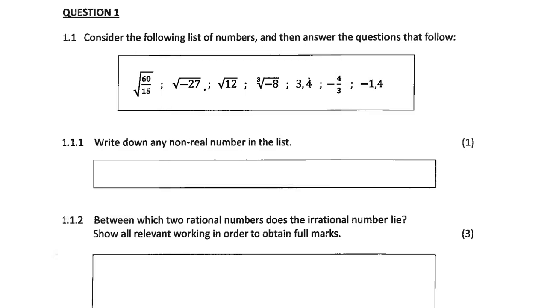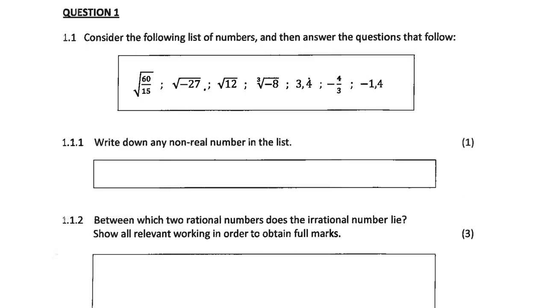So without any waste of time, the first question says: consider the following list of numbers and then answer the questions that follow. So we have all these different numbers inside the column. My advice is that if you are given different numbers like this, please just put them in your calculator and simplify them so that you can really identify which group each number falls under.